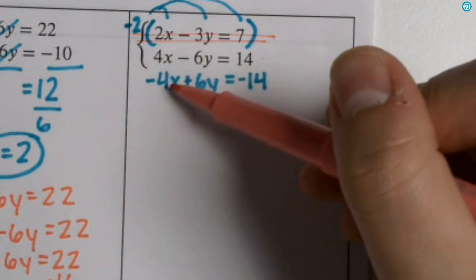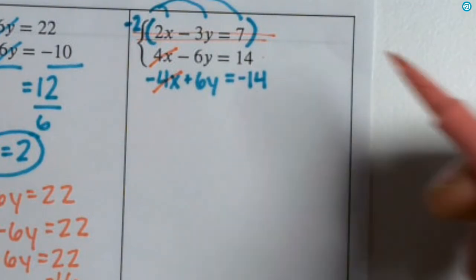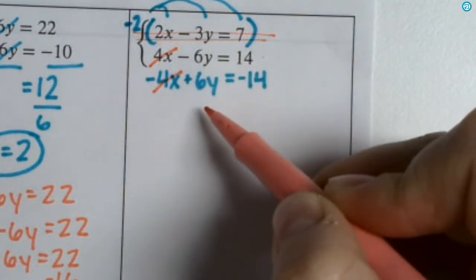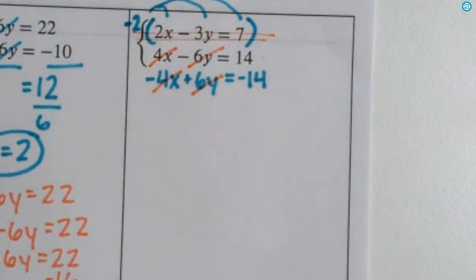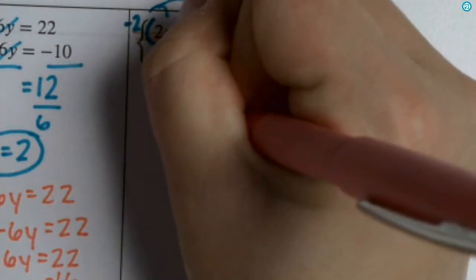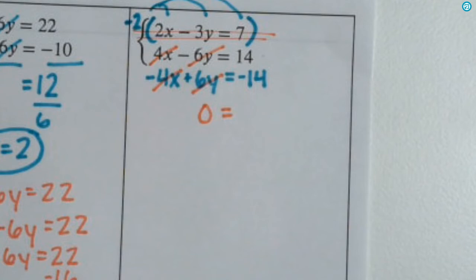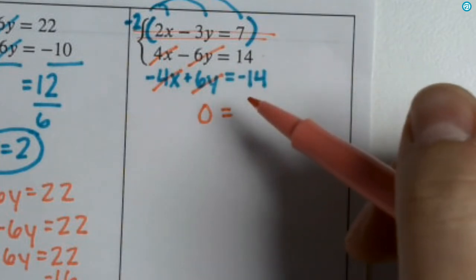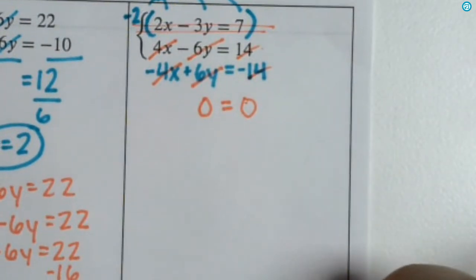So I'll do 4x minus 4x. Those cancel out. And then this is a unique problem. Negative 6y and plus 6y cancel out. So I have nothing left on the left side of my equal sign. I'm going to put a 0 in. And then 14 minus 14 also cancels out. 14 minus 14 is 0. So I am left with 0 equals 0 on this one.